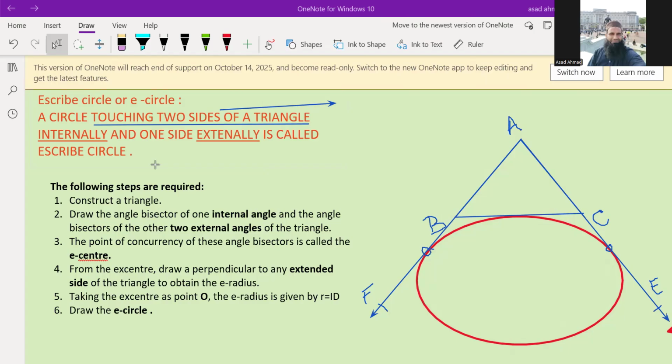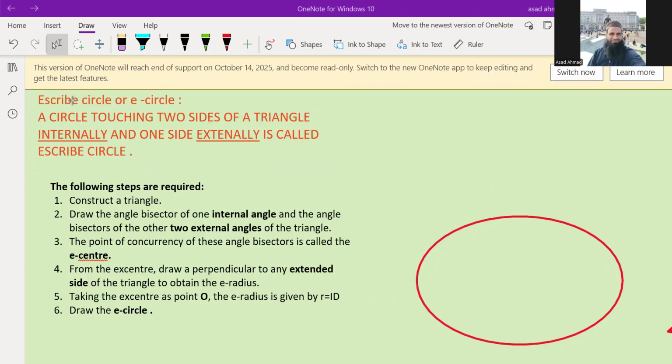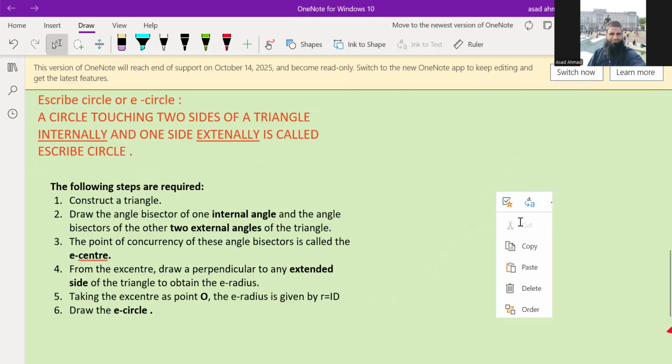Now let me tell you how to complete this diagram, what will be required for it, and how you will be able to draw it. So I have given you the introduction. Before going into the construction process, there are possibilities that it is not necessary that all the time you will get the same shape of the circle. For example, it can be asked in the question to make an escribed circle opposite to vertex P, or like this one.